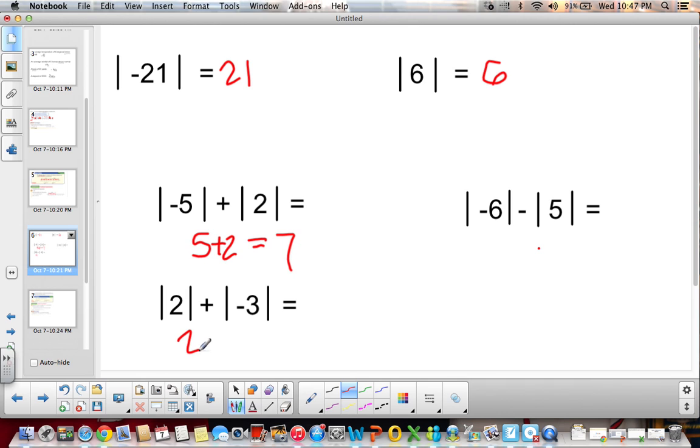Absolute value of 2 is 2, plus the absolute value of -3 is +3, so we get 5. Then here we have the absolute value of -6 is 6. Minus 5, because that's the absolute value of 5, and we get 1. Okay, so basically what you need to remember about absolute value is it's the distance away from 0, which is always going to be a positive number. So the absolute value of any number is that number turned positive.